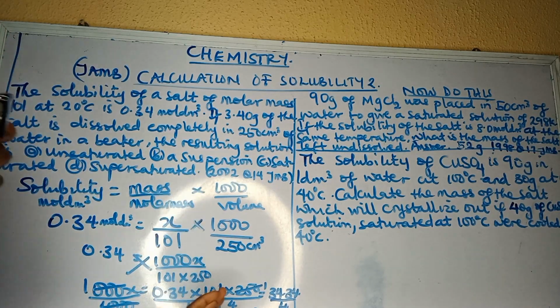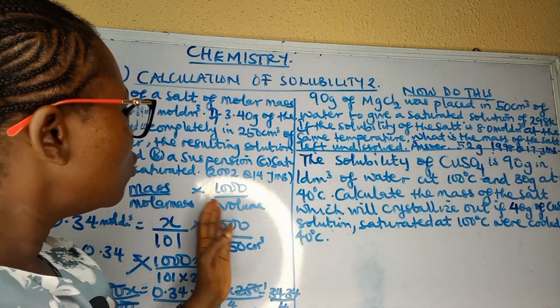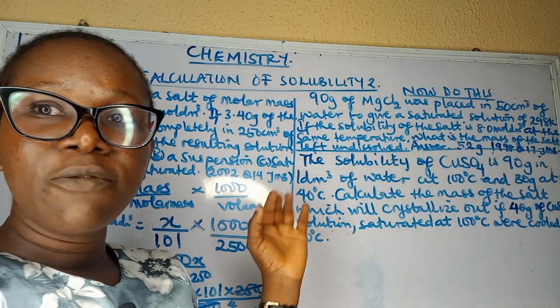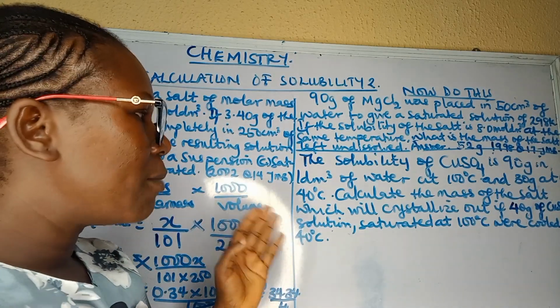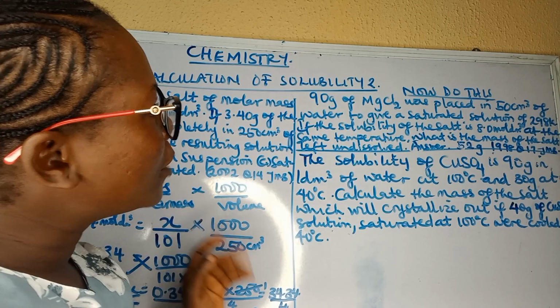So if you see questions like this, you should be able to answer them. You can do it in either way. You can calculate the solubility for 3.4 gram, and you will see that you get a lesser value.